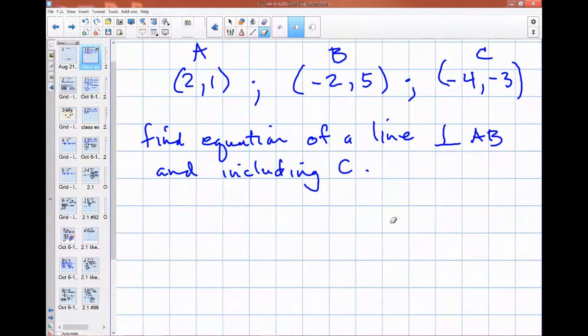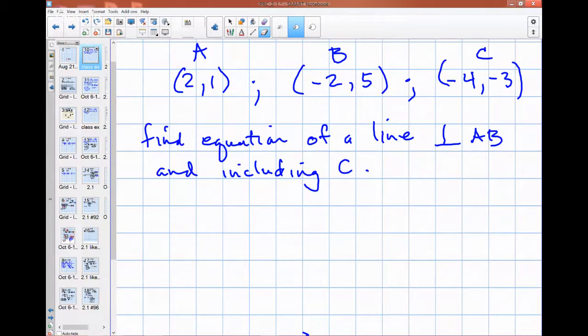Okay? So if I need something perpendicular to AB, and I know that perpendicular means negative reciprocal, then don't I need to find the slope of AB first? So step one.